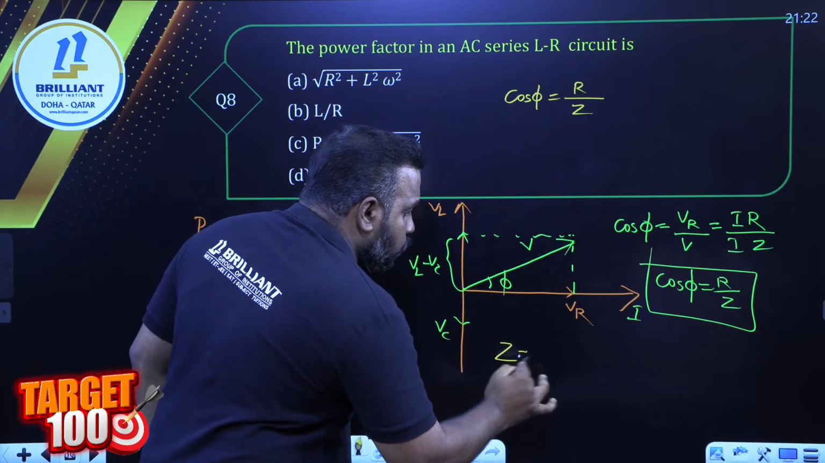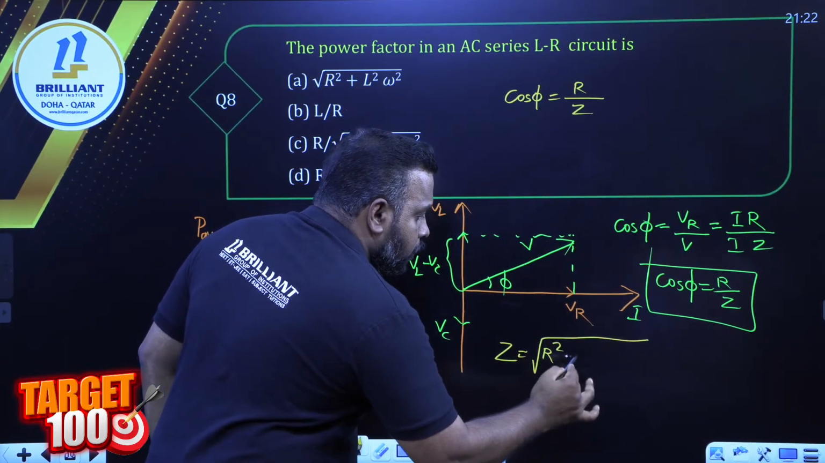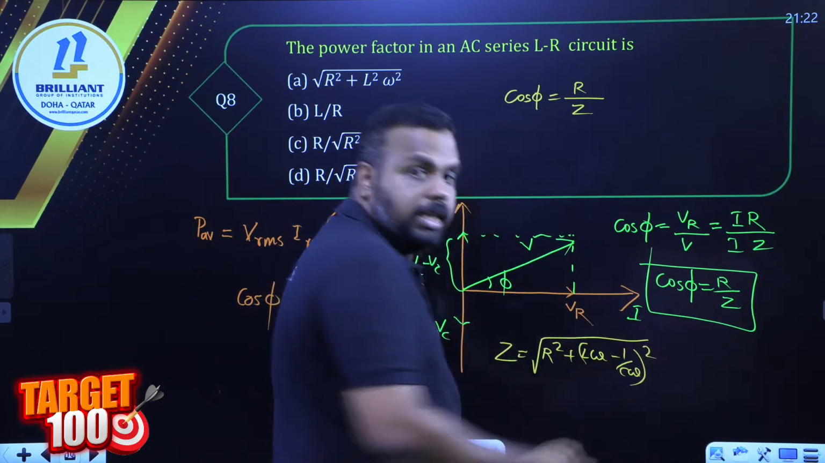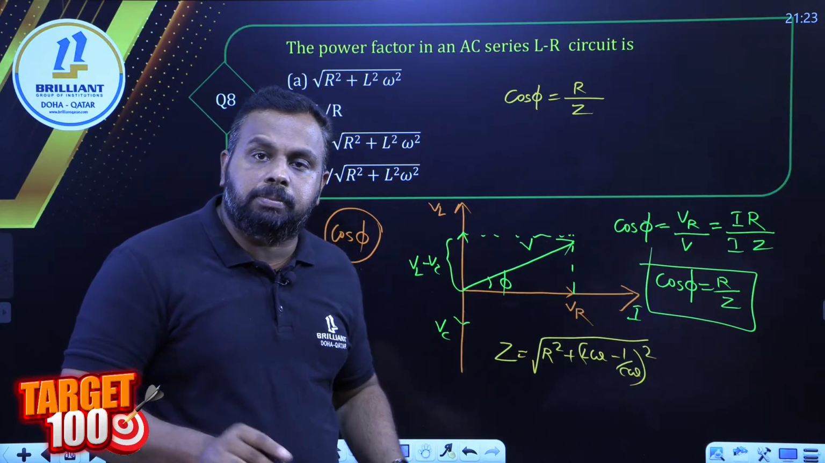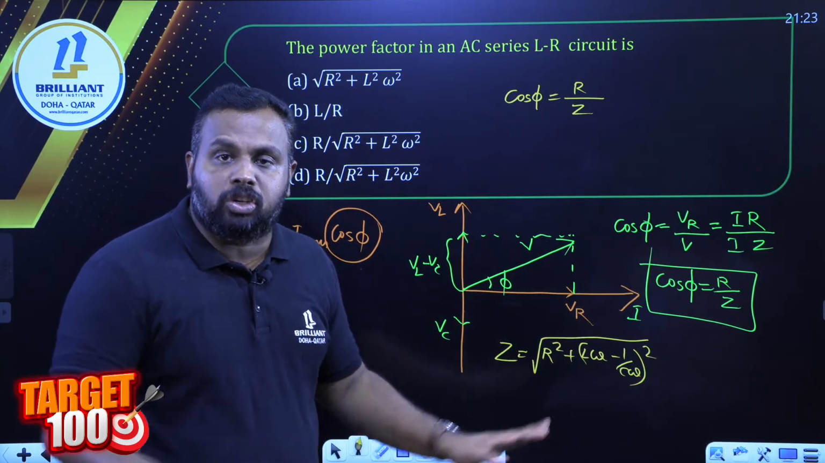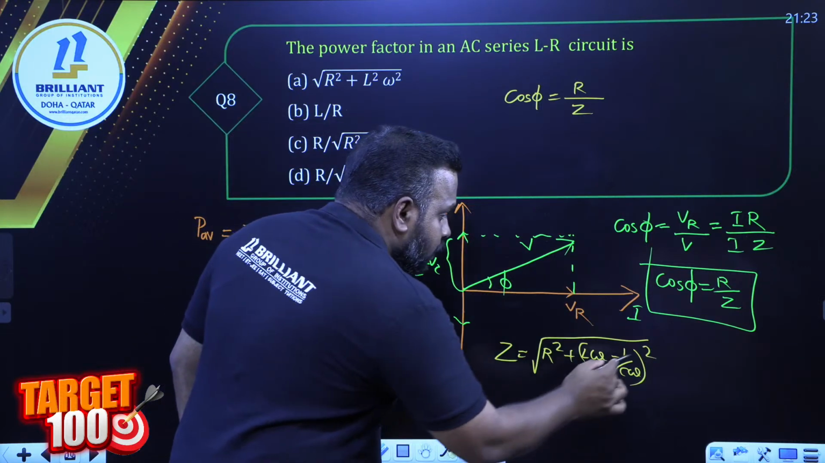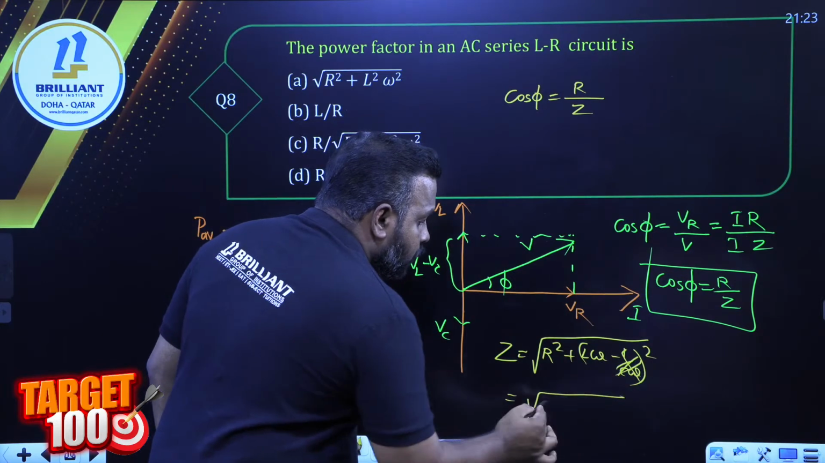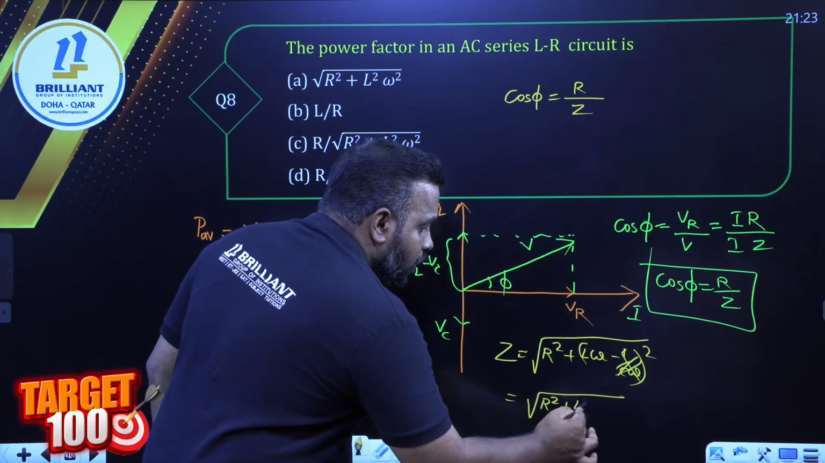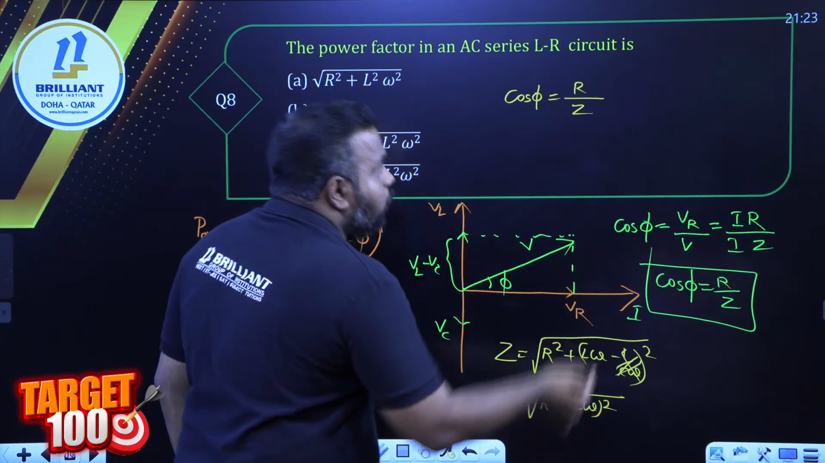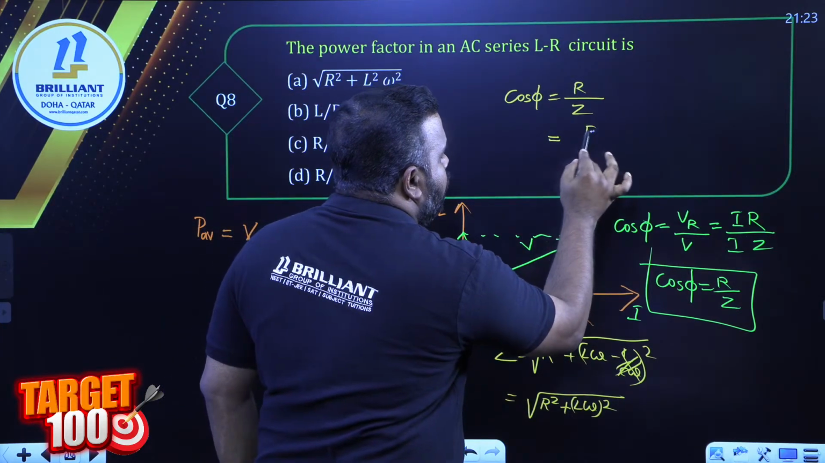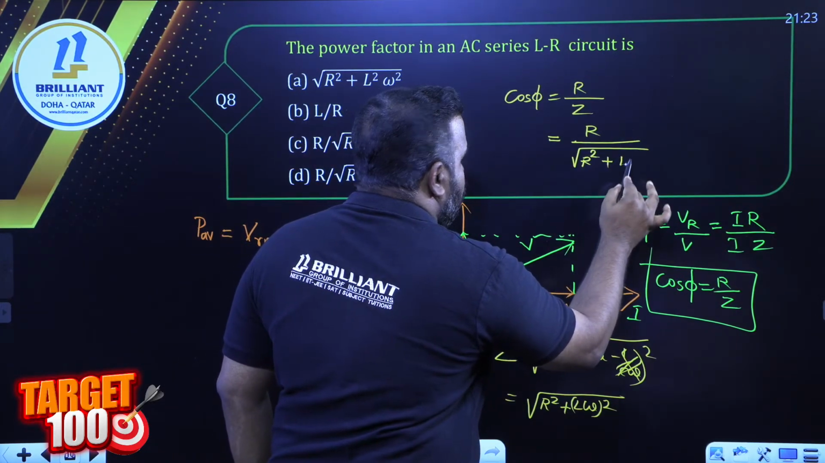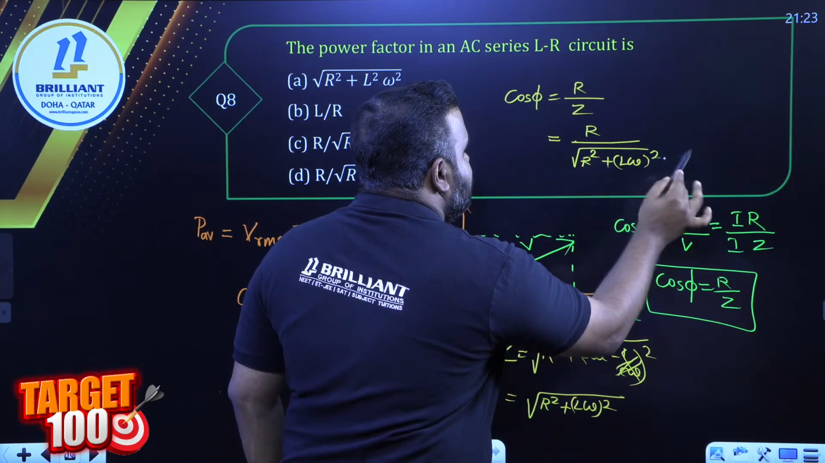Impedance of an LCR circuit is root of R square plus (L omega minus 1 by C omega) the whole square. This is the impedance of what? LCR. So if they are asking LR circuit, very simple, just cut the term with C, because C is not there in the circuit. If you are cutting C, that term including the capacitance part will go. So we get root of R square plus (L omega) the whole square. This is the Z value. Now we can substitute here. R by Z is R by root of R square plus (L omega) the whole square. This is the answer, right?